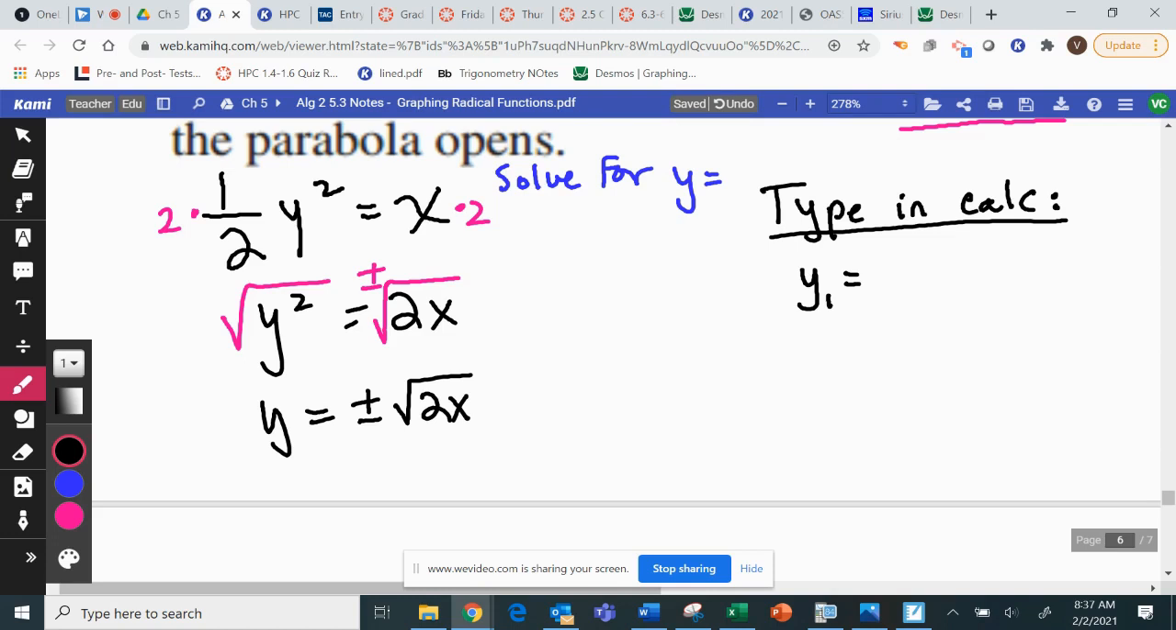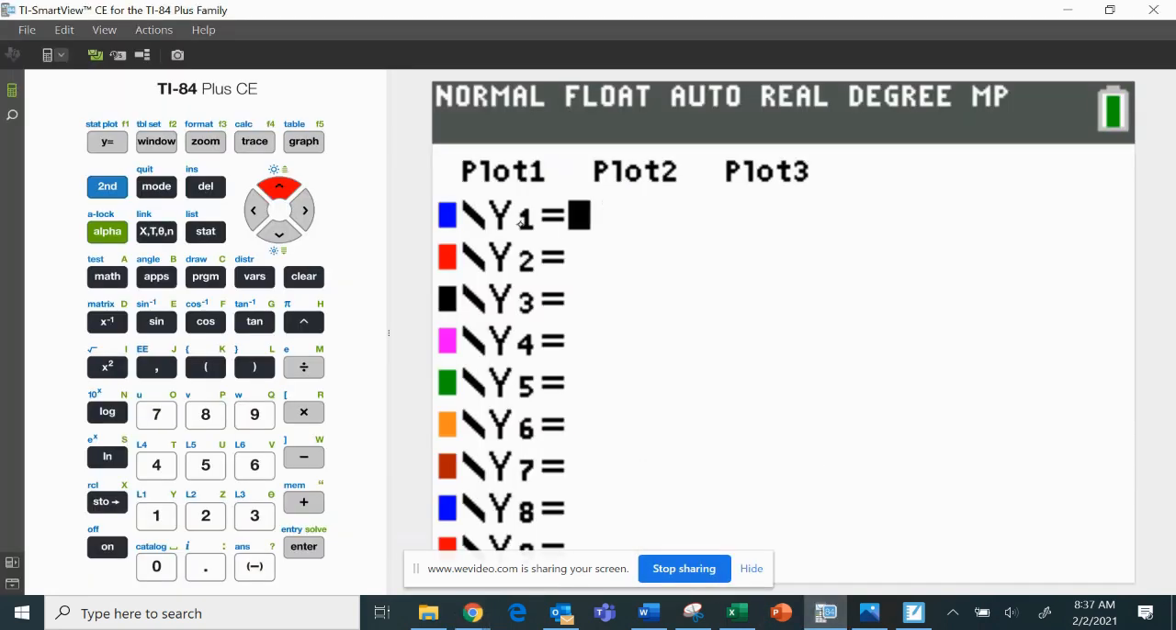Type it in your calculator. Y equals. Does anybody need help typing this in their calculator? You need help, Amar? What do you need help with? The equals part. There's already the Y equals right here. Y1 equals. Who needs help typing this in their calculator?